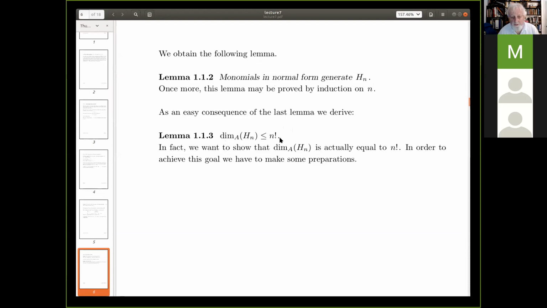I have no idea why there are 2 full stops there. I suppose it's the end of a sentence. Okay.